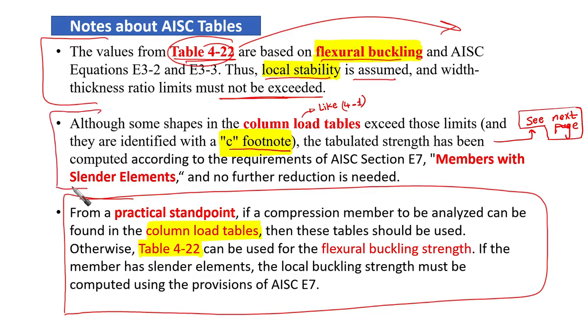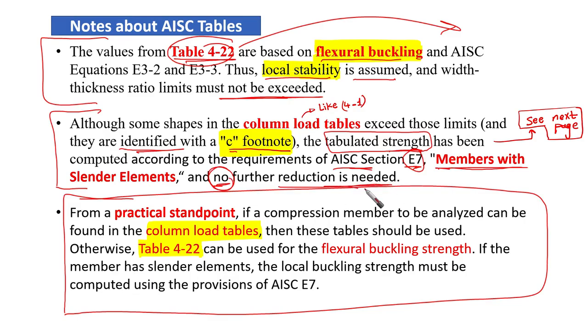For table 4-1, or the column load tables, if the limits are exceeded, they are going to be identified with a C footnote. The tabulated strength, that's very important, has been computed according to the requirements of AISC section E7. This means that we have already reduced the strength for you to take into consideration the slenderness issues, the local stability issues. So it has already been designed based on the members with slender elements section in AISC, and remember, no further reduction is needed.